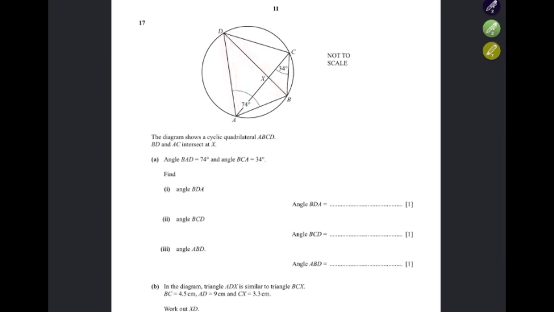Alright, so angles subtended at the same arc, this is our arc, they are equal. So BCA is the same as BDA. This is also 34. So BCA equals angle BDA. This is 34 degrees. What is angle BCD? Here, BCD.